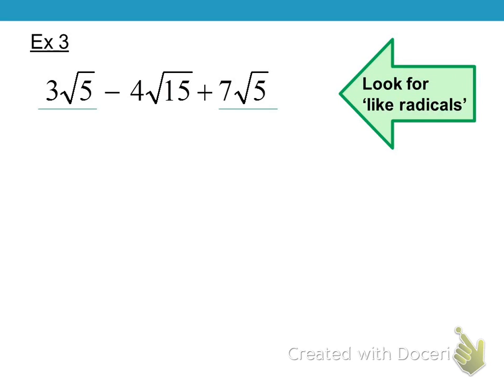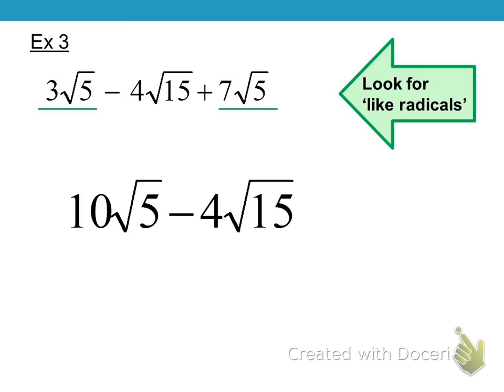Good. So what is 3 square root 5 plus 7 square root 5? 10 square root 5, and then just keep the minus 4 square root 15 along for the ride. Questions?